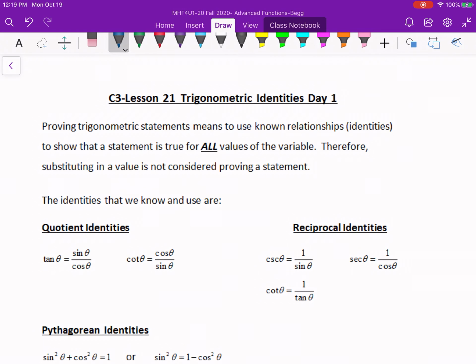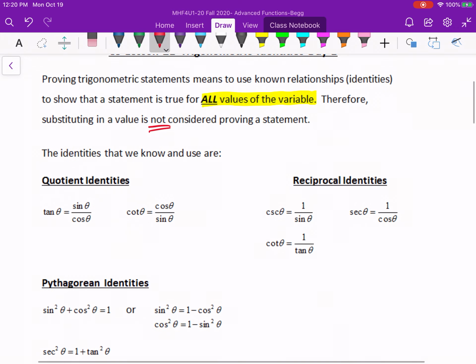In this lesson, we're going to solve trig identities. We're going to prove trig identities, to be more precise. Because proving a trig identity means that you're going to show that a statement is true for all values of the variable. So not specific ones, not just a particular one. So we can't just substitute something into an equation and see if it balances, because all that shows is that it's true for that particular value. But we want to see that it's true for all values.